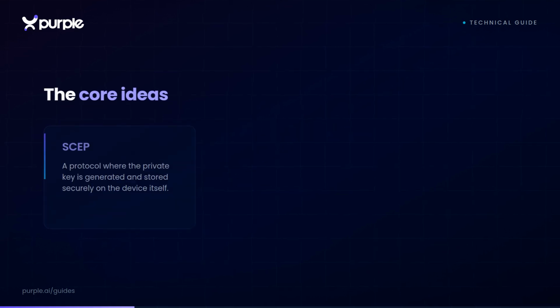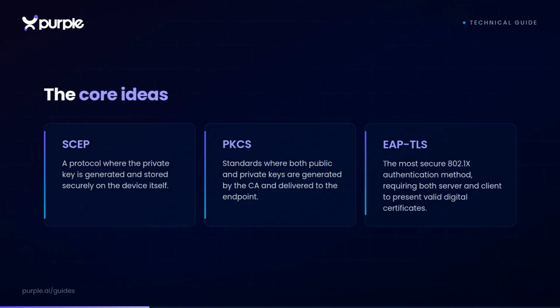SCEP is a protocol where the private key is generated and stored securely on the device itself. PKCS is a set of standards where both keys are generated by the certificate authority and delivered to the endpoint. EAP-TLS is the most secure 802.1X authentication method, requiring both server and client to present valid digital certificates.